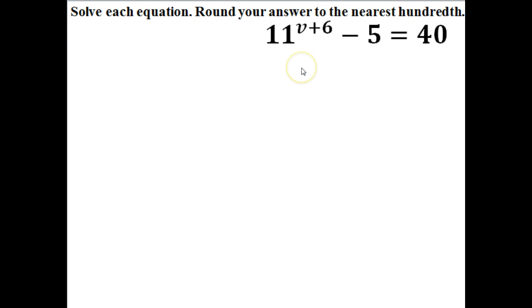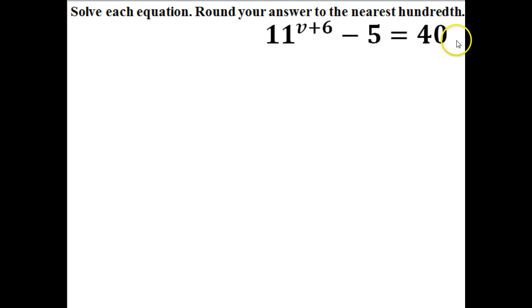Okay, with this exponential equation here, what we're trying to identify is what the value of v is. And in order to do that, the first step is going to be to try to isolate this exponential expression right here. In other words, we're going to try to get rid of this negative 5 first.